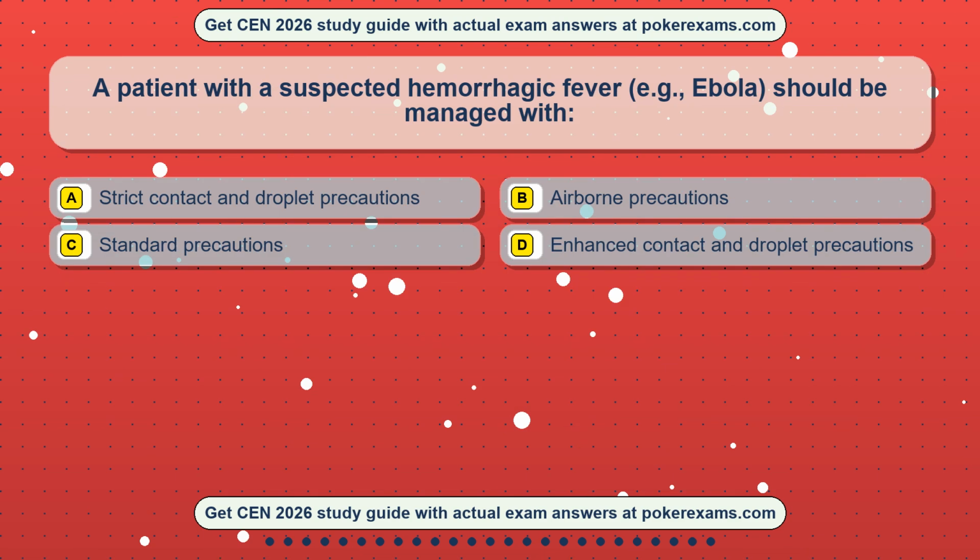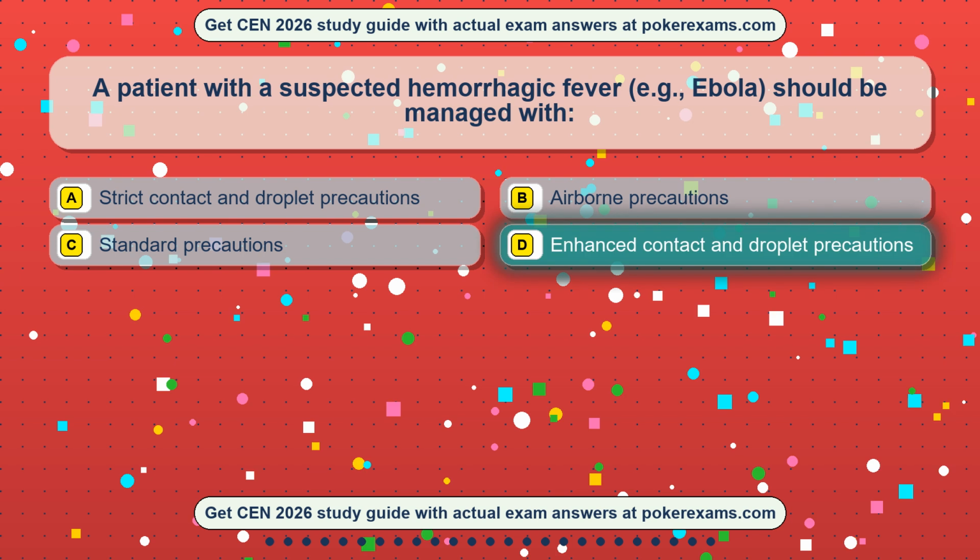Question 9. A patient with a suspected hemorrhagic fever, e.g., Ebola, should be managed with: Option A, strict contact and droplet precautions. Option B, airborne precautions. Option C, standard precautions. Option D, enhanced contact and droplet precautions. The correct answer is option D, enhanced contact and droplet precautions.